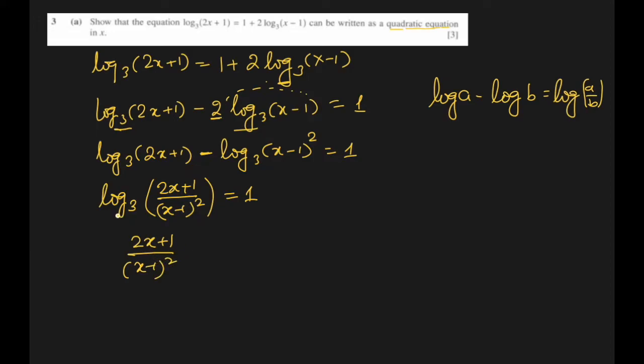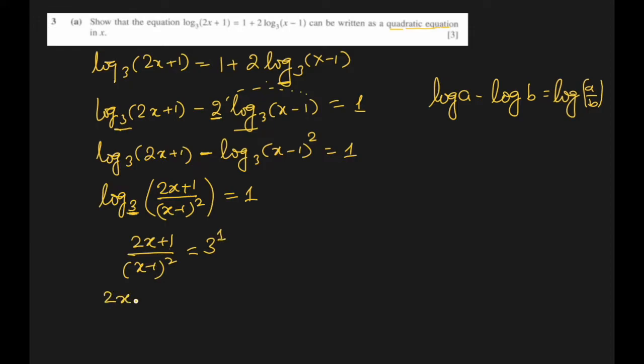When we remove log from one side, the other side becomes the exponent of the base. So if it was natural log, it becomes e to the power. If it is base 10 or nothing written, it becomes 10 to the power. But here the base is 3, so it becomes 3 to the power 1. And now log is gone.